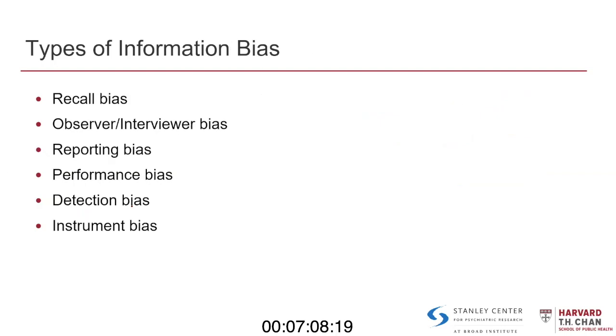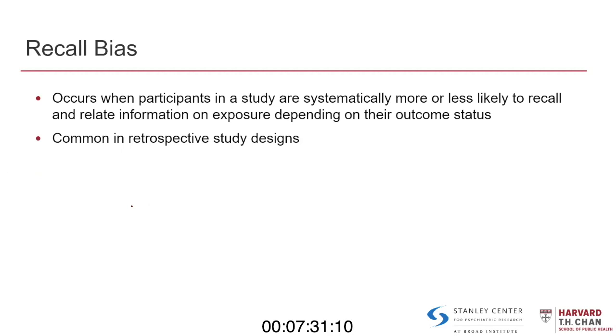And we have different types of bias. We have recall bias, observer or interviewer bias, reporting bias, performance bias, detection bias, instrument bias. Those are just simple examples, but there are other types of information bias that may be introduced in observational studies. Let's look at the classic bias, the recall bias.